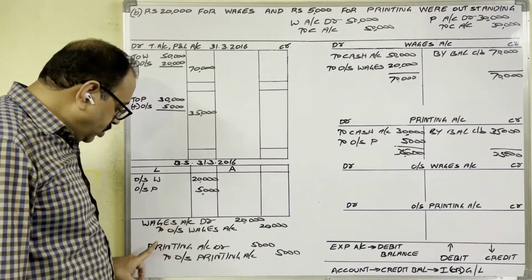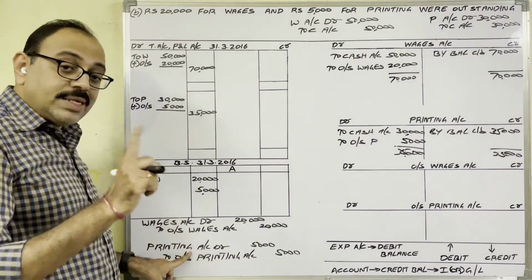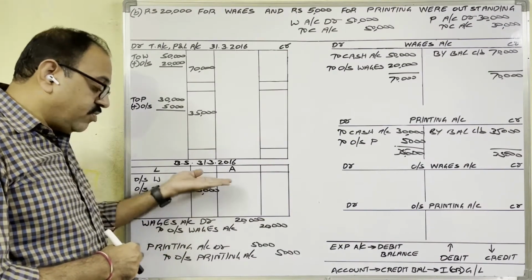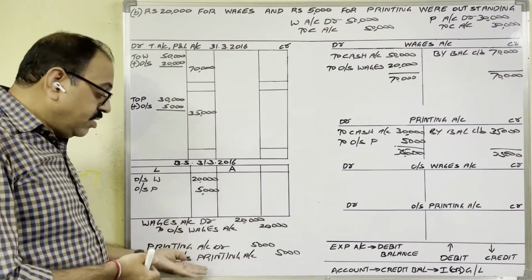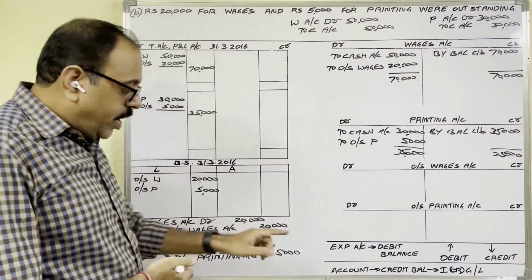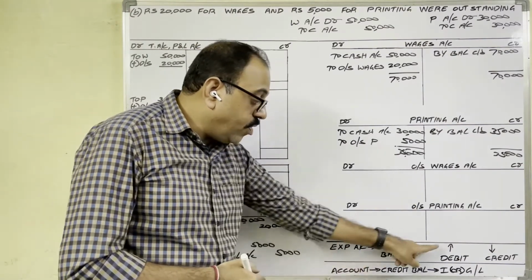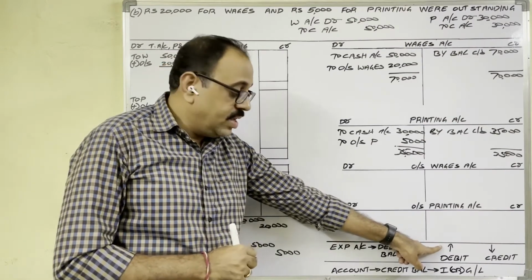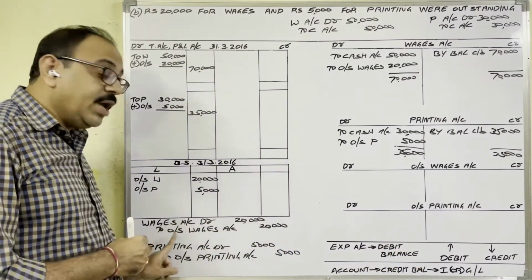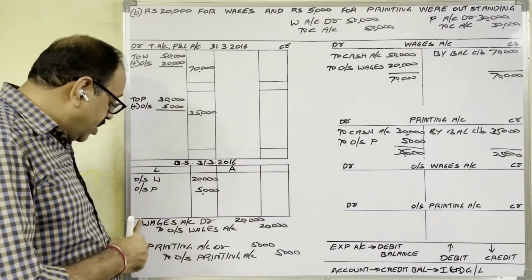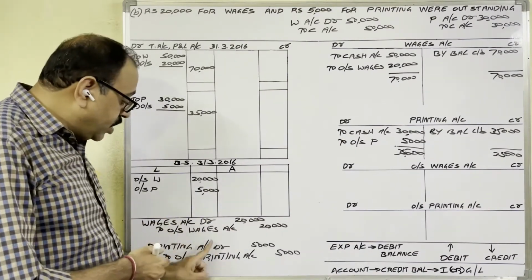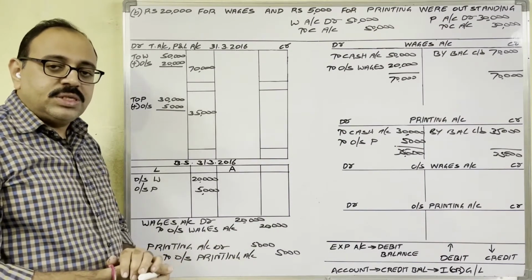So wages account, printing account, these two are expenses related accounts. I want to increase wages with 20,000, printing with 5,000. So expenditure accounts I want to increase. Then while writing the adjustment entry, expenditure name should be debited. That is why wages account is debited with 20,000. Printing account is debited with 5,000 rupees.